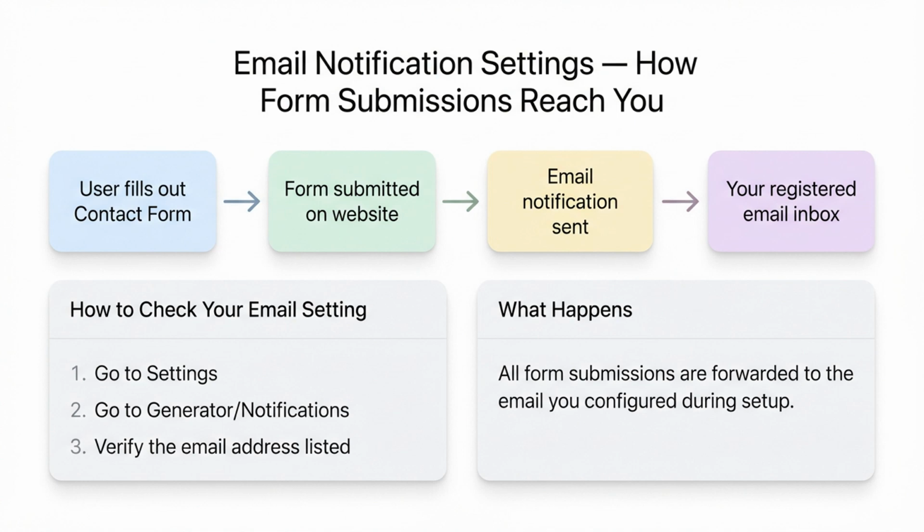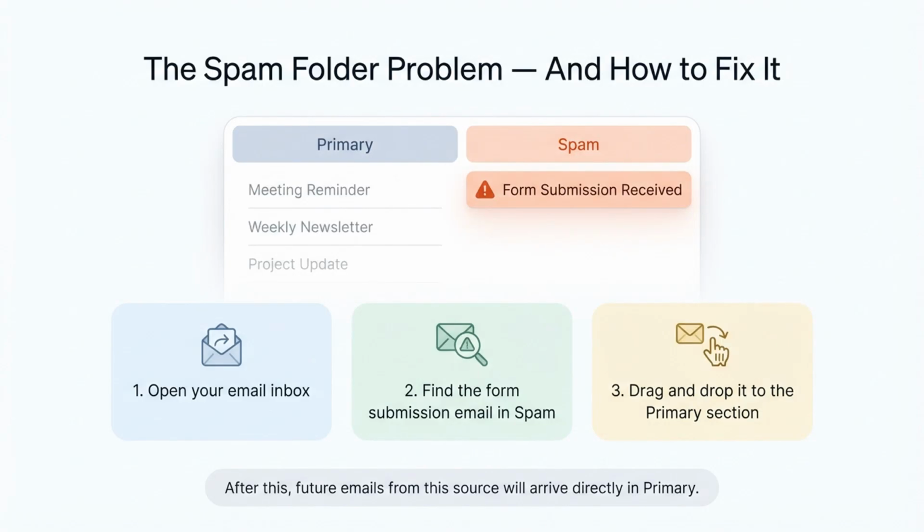When someone fills out and submits your form, the information gets sent directly to the email address you configured in the plugin settings. To verify or change this email, you go into Settings, then the Notifications or Generator section, and you'll see the email address that's currently set up to receive submissions. Here's something that catches almost everyone off guard.